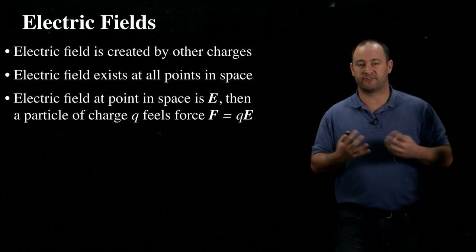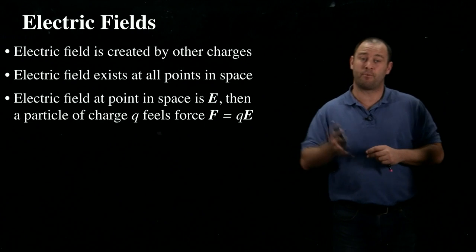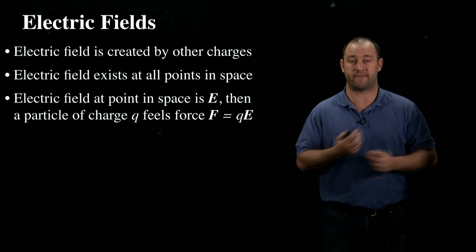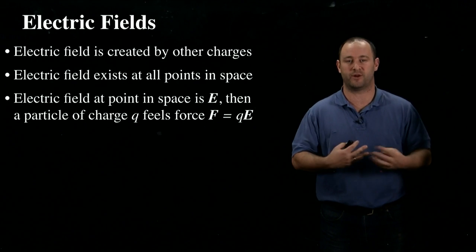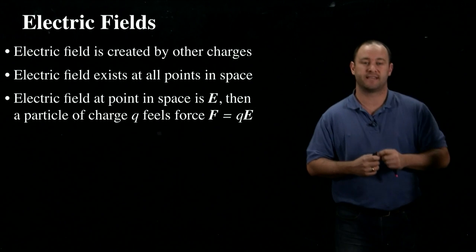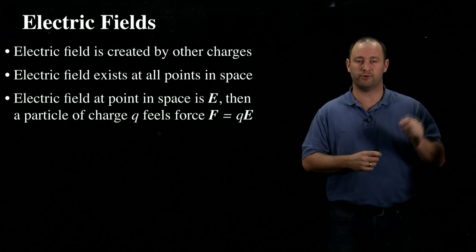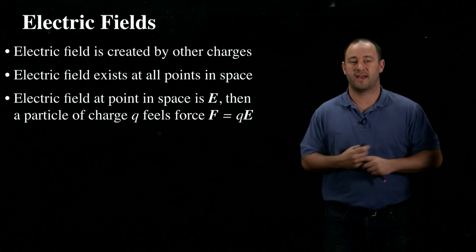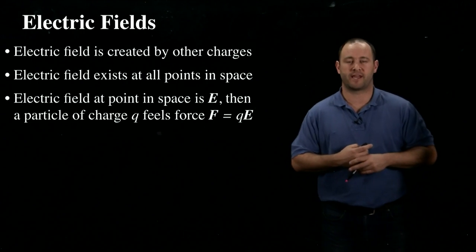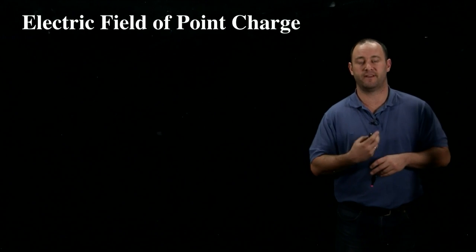And finally, the electric field at some point in space is given by the symbol E. This is, of course, a vector. Electric fields have directions as well as magnitudes. And if I have some electric field E at a point in space, then a particle of charge little q feels a force F equals qE. Okay, so let's see how that works by calculating the electric field of just a single point charge.